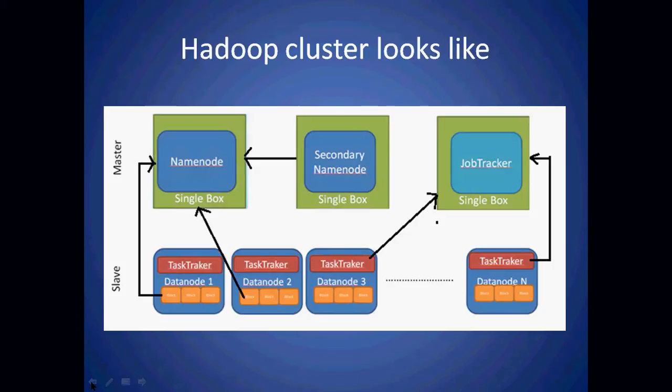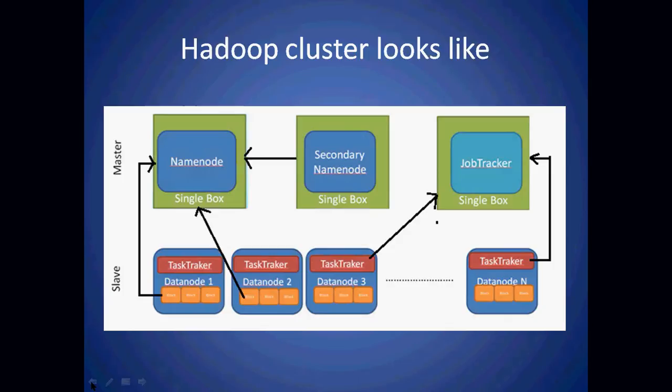And the purpose of the secondary name node is to store a backup of this name node. This name node is a single machine. Here you can find single box, single box, single box. One machine is dedicated to name node, one system is dedicated to secondary name node, and one system is dedicated to job tracker. So name node takes care of the metadata. But what if the name node system fails? We need to have a backup. That backup is taken by the secondary name node. Okay, clear guys?